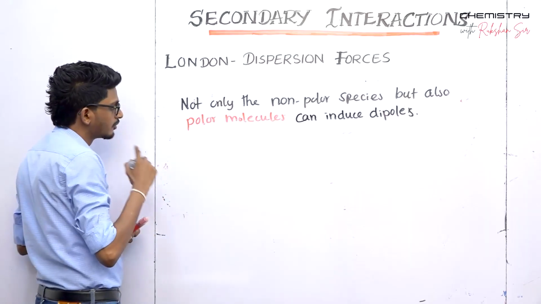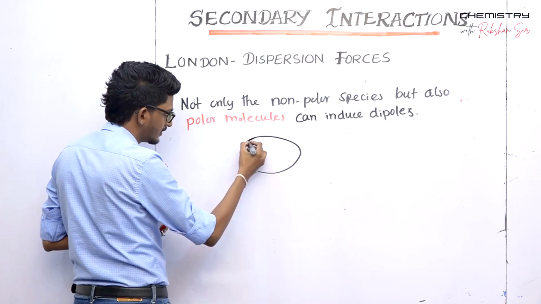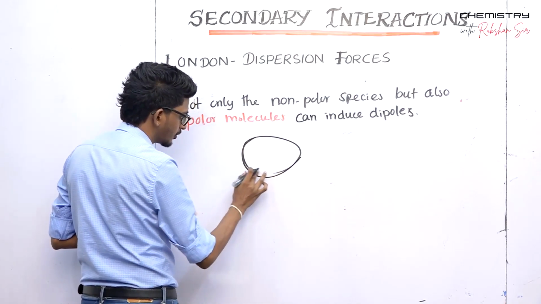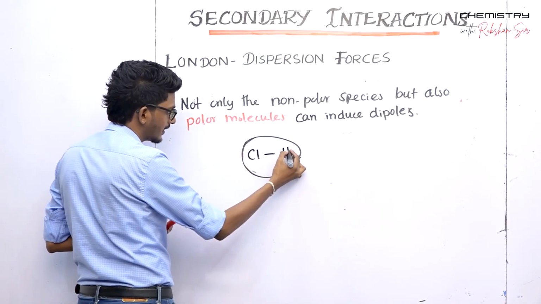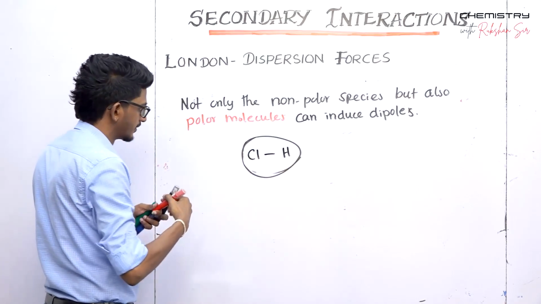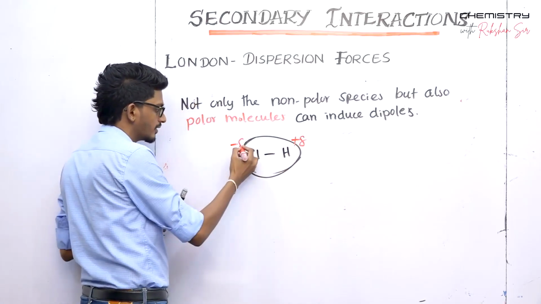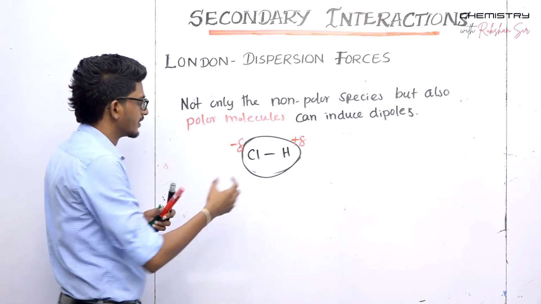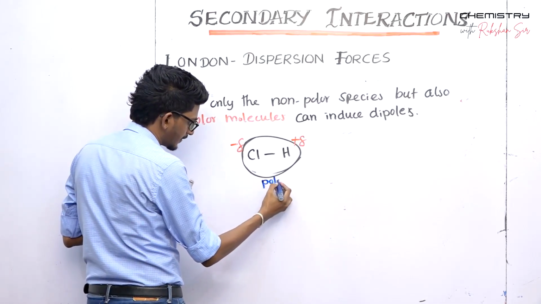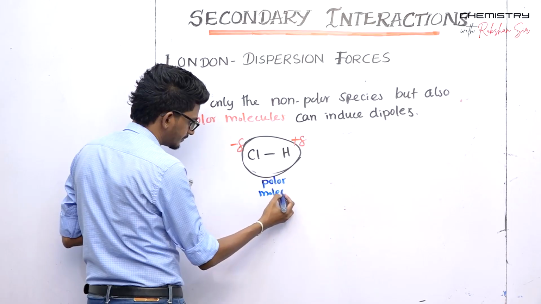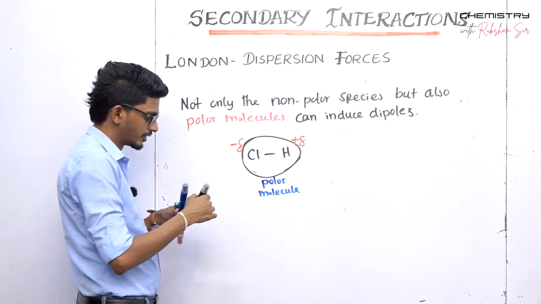Let's consider the HCl molecule, which is a permanent dipole. HCl is referred to as a permanent dipole, right? You have greater electron density at the Cl corner and less electron density at the hydrogen corner. So this is how HCl appears. This is a polar molecule, right?